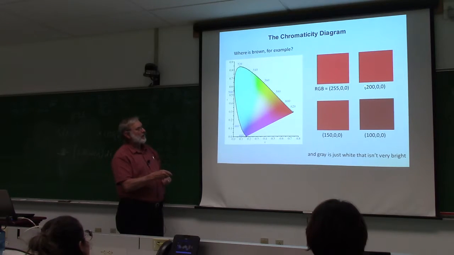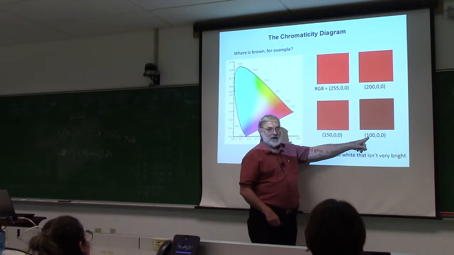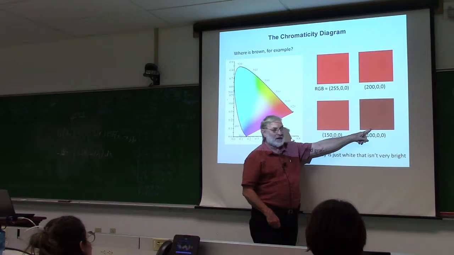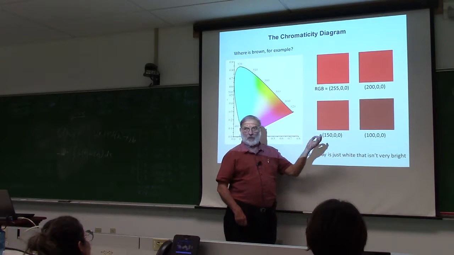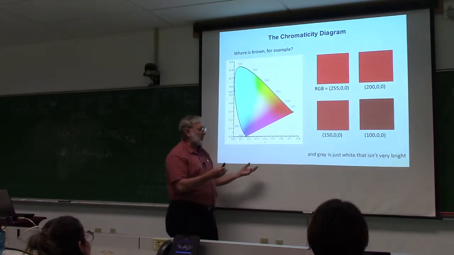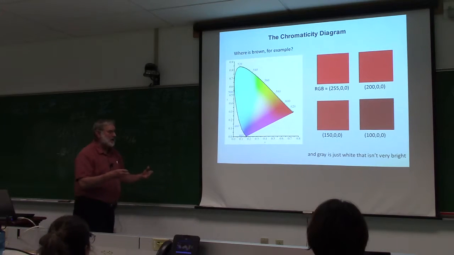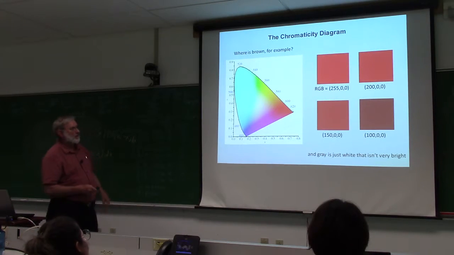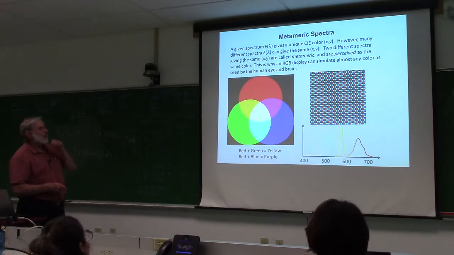I got that. If I decrease the red to 200, to 150, to 100, this is still the same red pixels, just not quite as bright, and it looks kind of brown. And once again, gray is just simply white that isn't very bright. So your eye says, well, I see a gray color, but that's really just a white light that isn't bright enough to sort of get full credit for being bright. So a lot of weirdness like that.